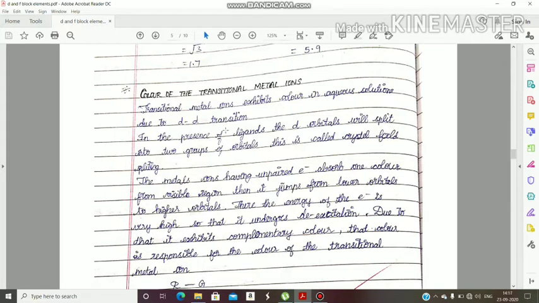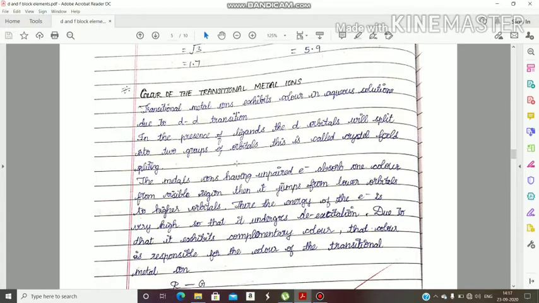d-d transition means if an electron jumps from one d subshell to another d subshell, or from one d orbital to another d orbital, then they exhibit color. That is the meaning of that point. In the presence of ligands, I will discuss the ligands later. Until then, just remember that in the presence of ligands, the d orbitals will split into two groups of orbitals. This is called crystal field splitting. This is a very important point. Still, we don't know what a ligand is.